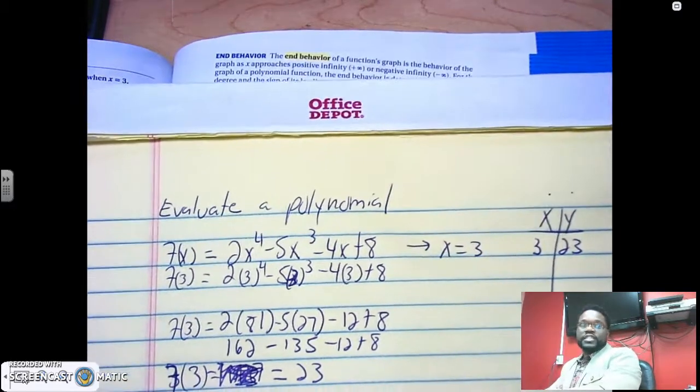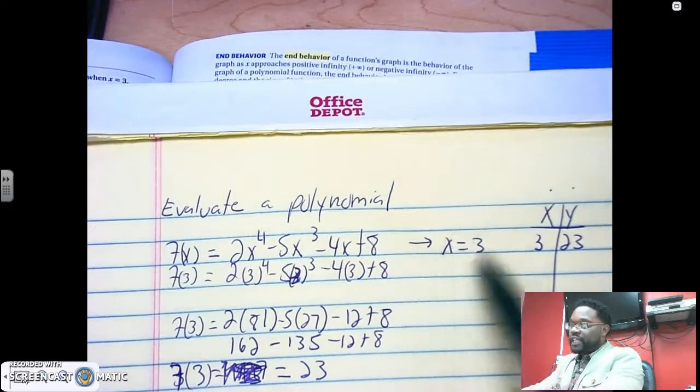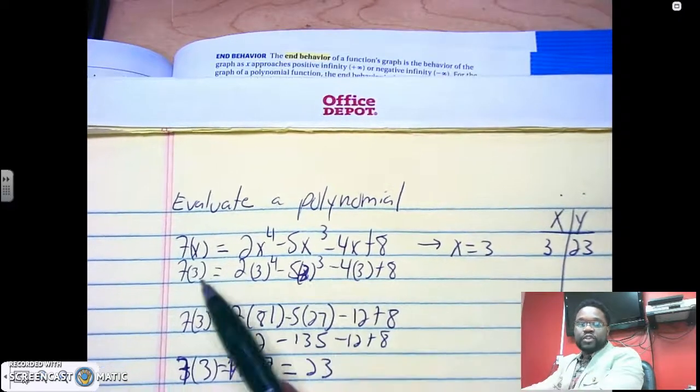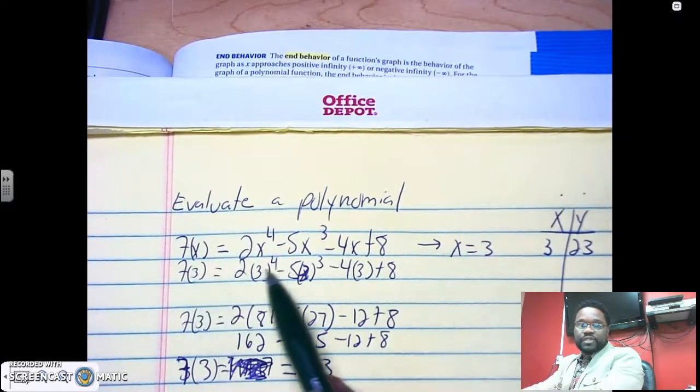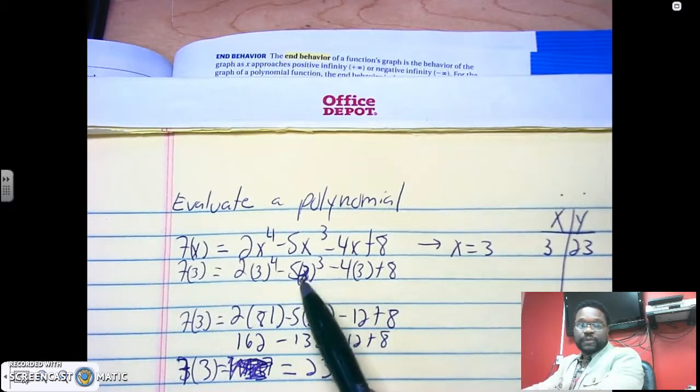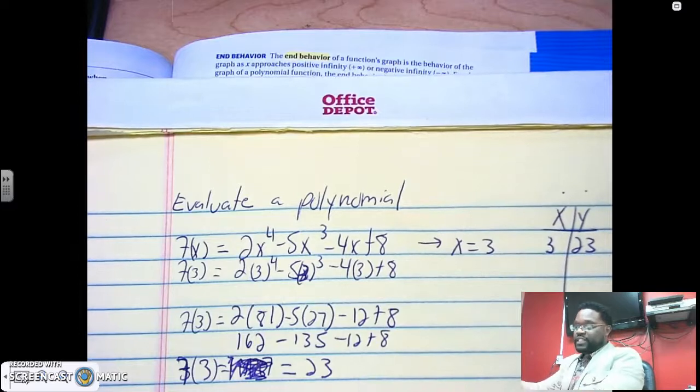Now, that's called direct substitution, where you directly take the value that they give you and substitute it in the polynomial for X. And that's what I did here. That's what this is. That's an ugly looking 3, but that's a 3. And when you simplify, you should get 23. Now, that's called direct substitution.